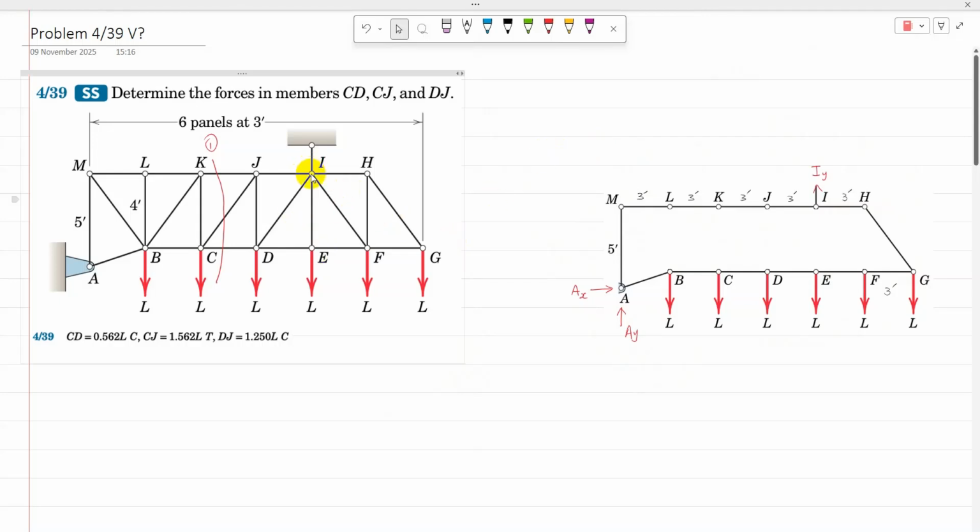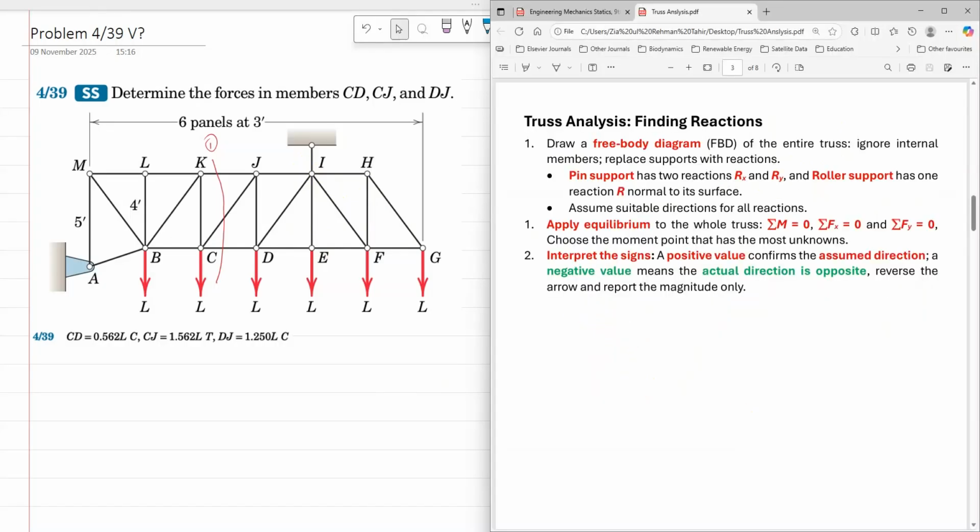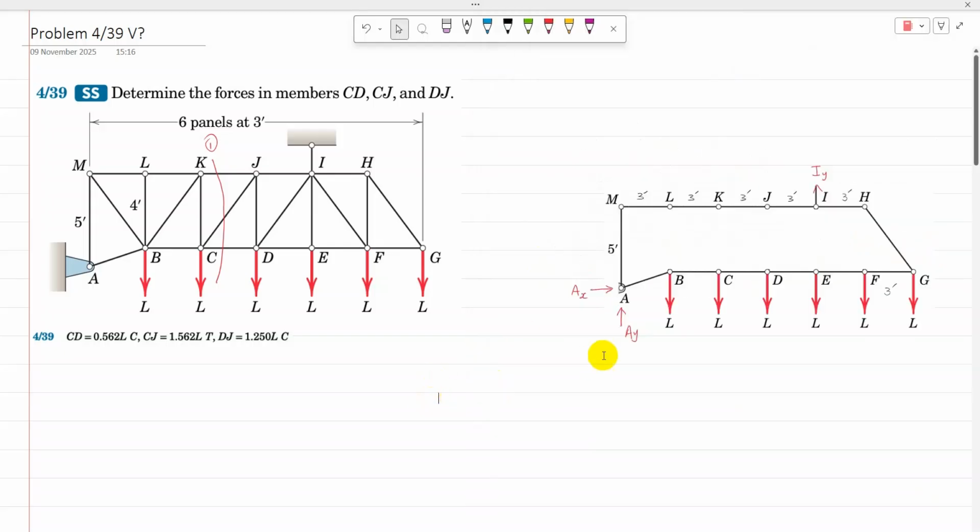At point I, Iy is upward, though you can choose any direction. You assume a suitable direction for the reaction, and once you have calculated, you can do the interpretation. A positive value confirms the assumed direction, whatever you have chosen. So if the answer comes out positive, the assumed direction is correct, and if it is negative, it means your chosen direction is not correct. So I have assumed the directions, and now I'm going to find these reactions.